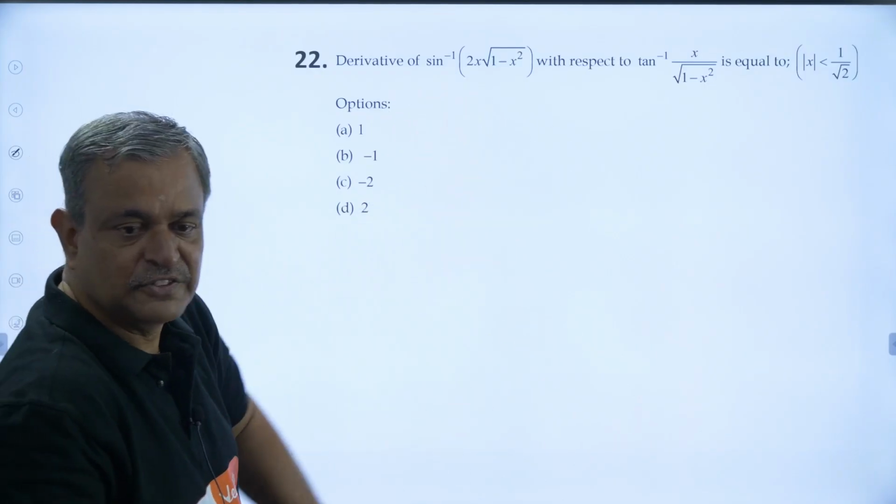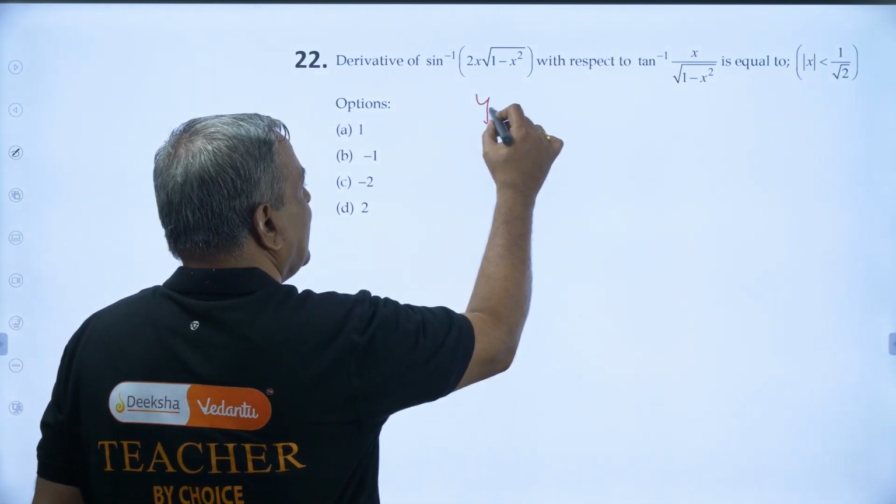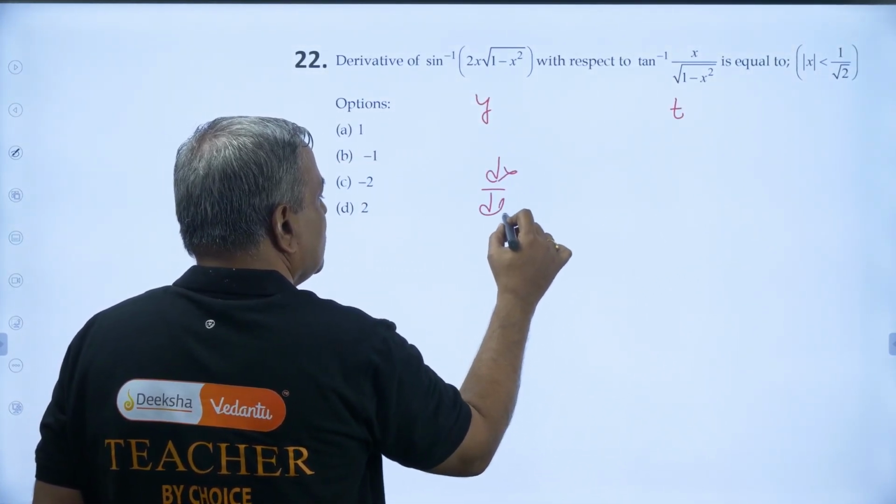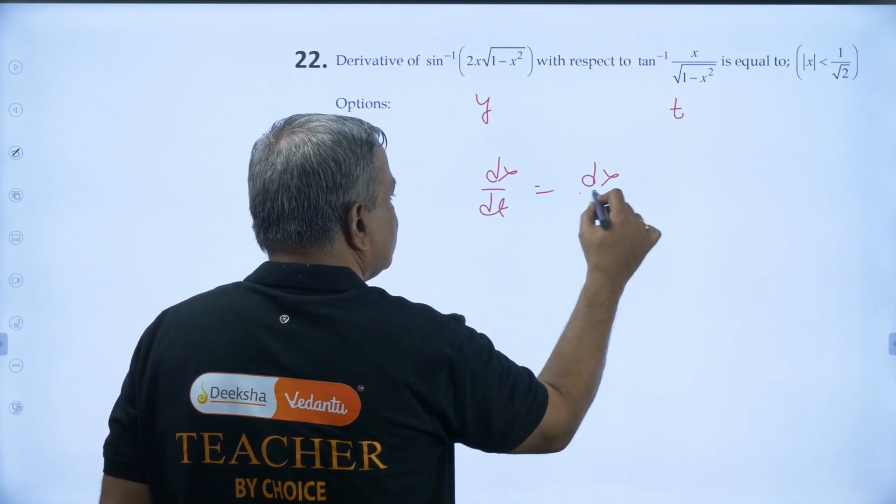Derivative of one function with respect to another function. This is y, this is t. They are asking dy by dt. What is the formula? This is the concept, please.